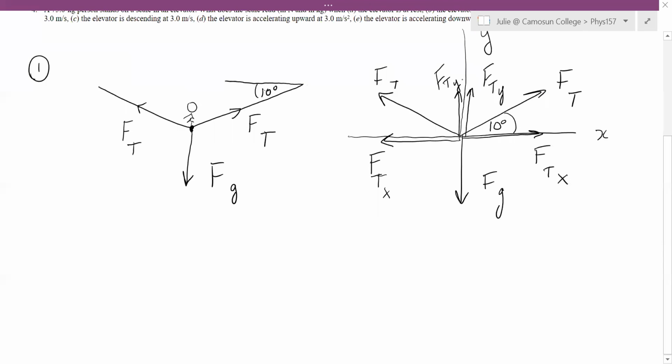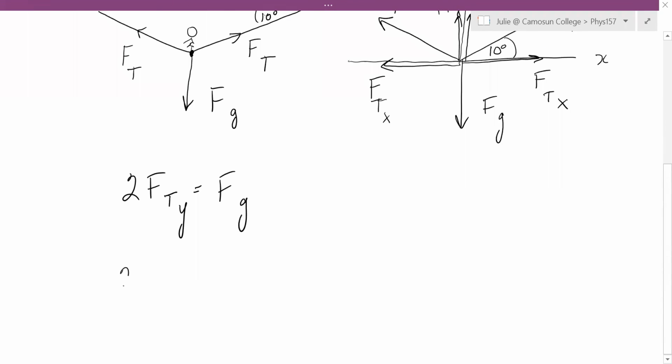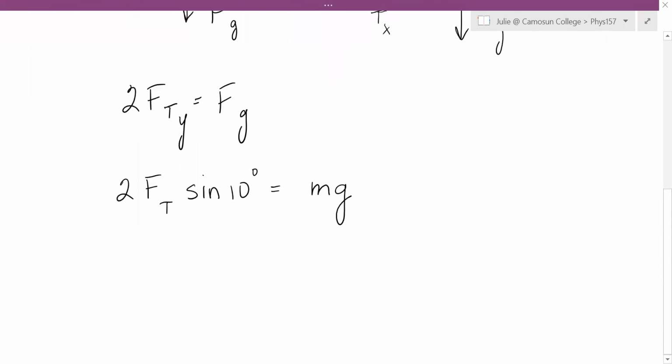The condition for equilibrium is the sum of the forces equals 0, which means these two components up, FTy, would have to exactly equal Fg, her weight. So to get the y components, you take the sine of the angle, the sine of 10 degrees, and that would equal mg. So the tension in the cable would be mg divided by 2 sine of 10 degrees.